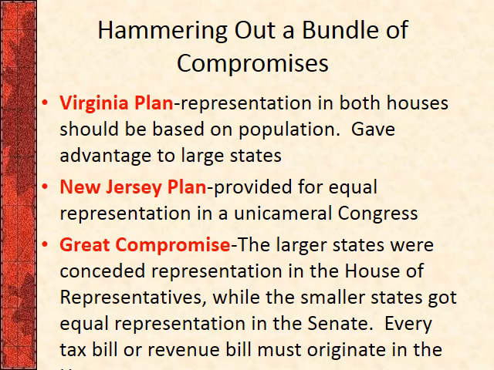Because at the end of the day, the larger states are giving up more in this compromise, every tax bill or revenue bill must originate in the House. It's cut off there at the bottom. But any bill that involves raising money for the federal government, taxing the people, had to originate in the aspect of the House, in this case the House of Representatives, that was most closely tied to the people who would actually have to pay these taxes. So that's why it's the House of Representatives.